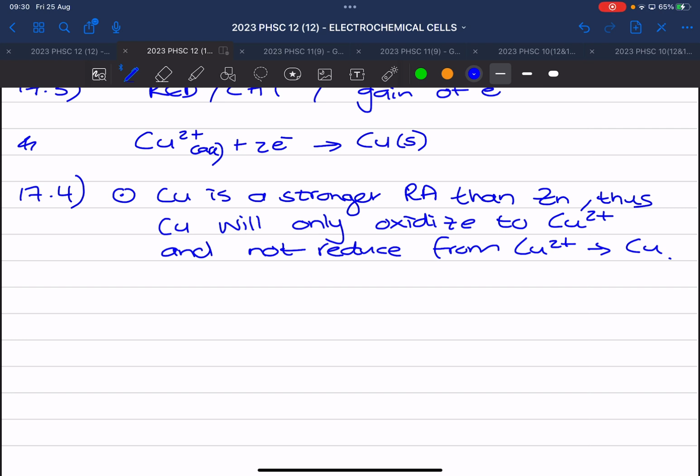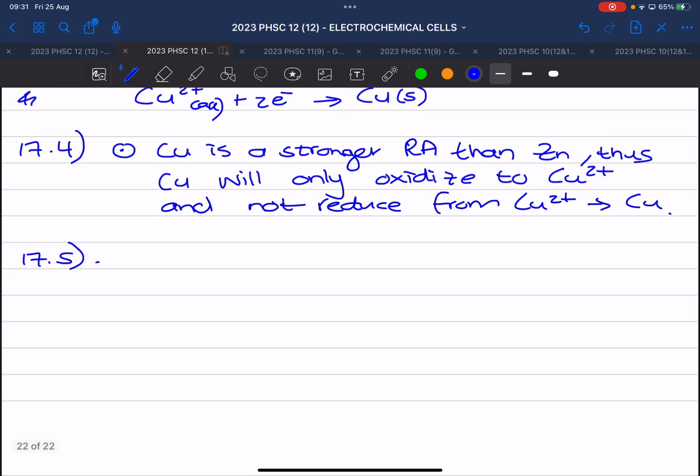Okay. We don't have to mention anything about silver, because they only ask why the purified copper will not contain zinc. So they don't ask anything regarding silver. Then 17.5, they ask, calculate the maximum mass of copper formed if 0.6 moles of electrons are transferred.